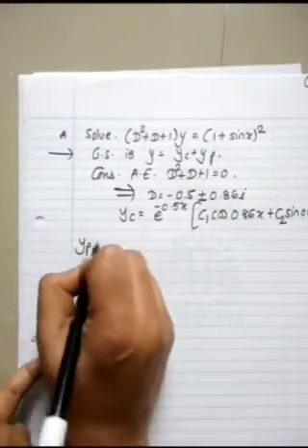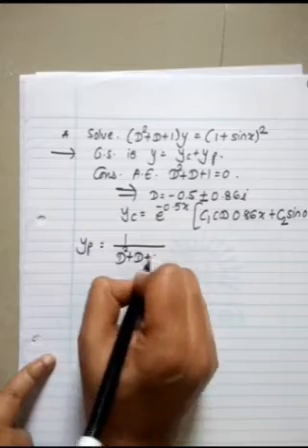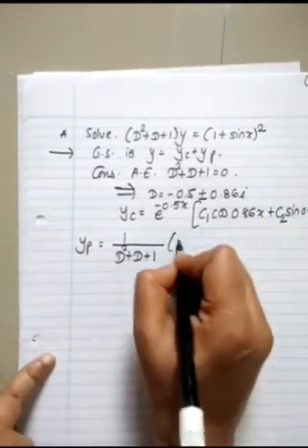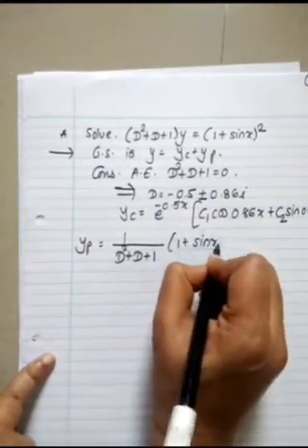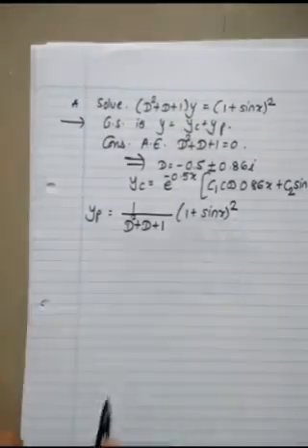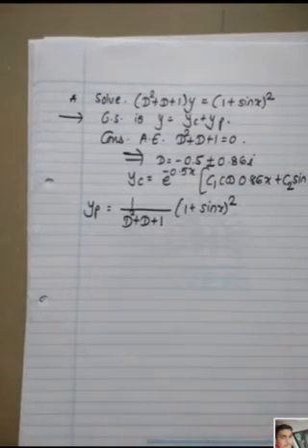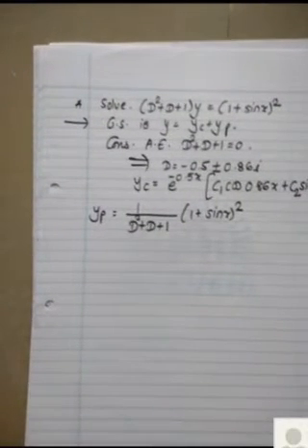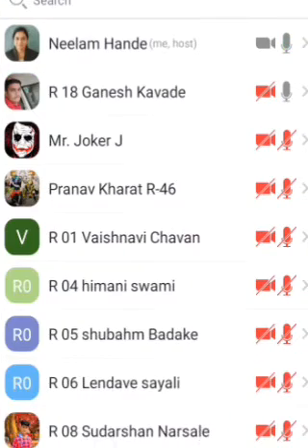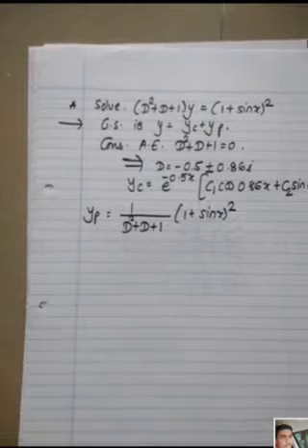Then yp is 1 upon D square plus D plus 1 into (1 plus sin x) square. How to solve? Which formula? What to do? Think and tell me what to do.